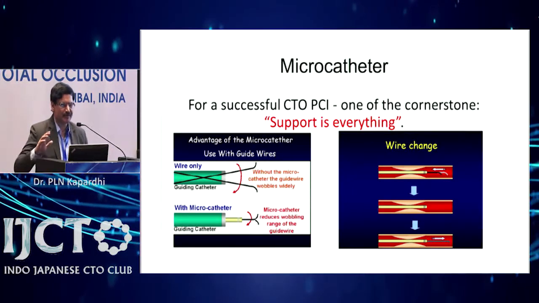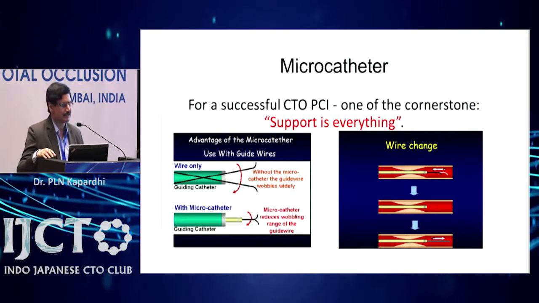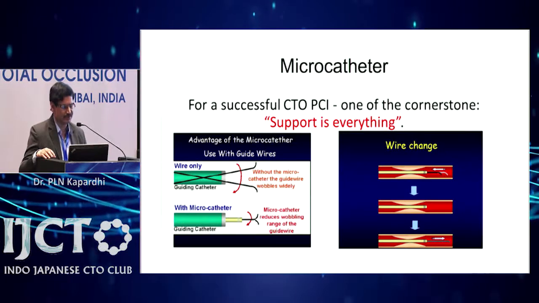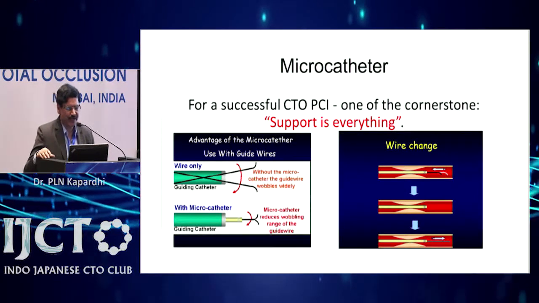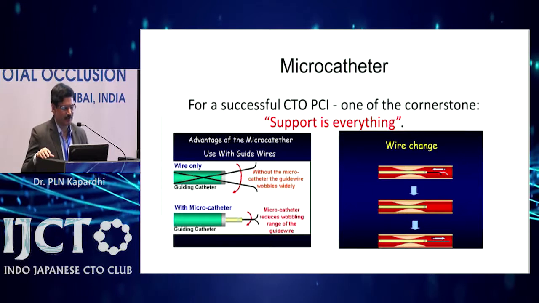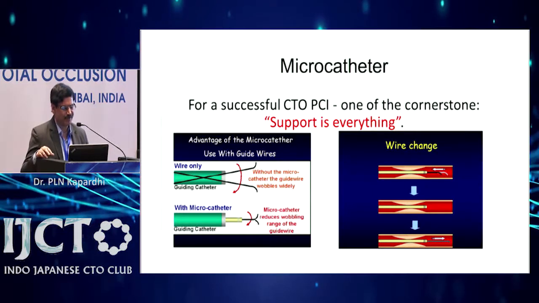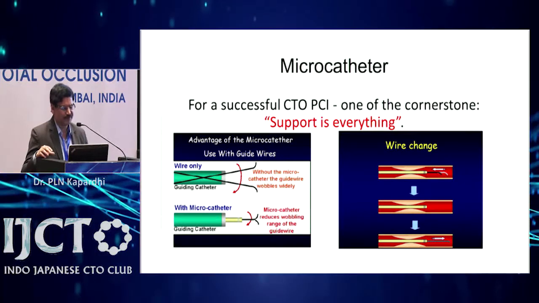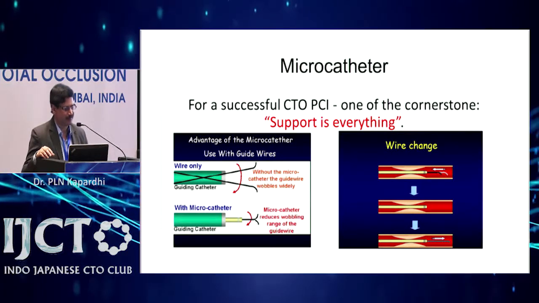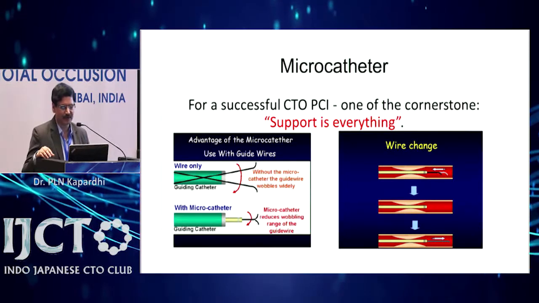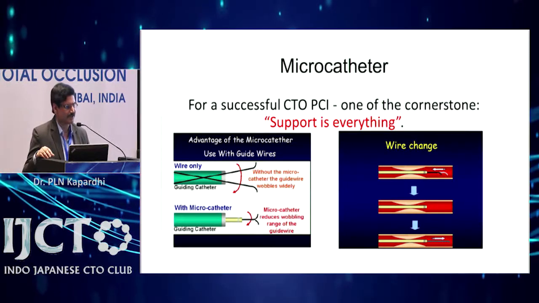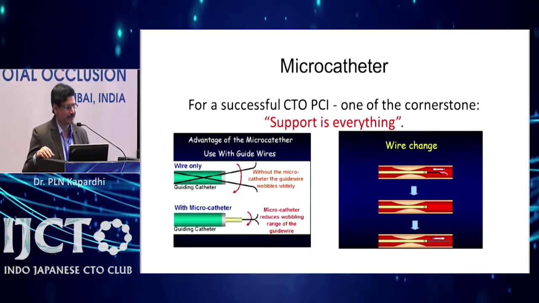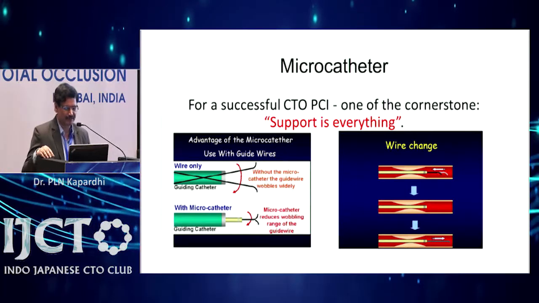As we know, the microcatheter is one of the key steps in CTO angioplasty, where support is everything. If you take the guiding catheter without a microcatheter, the wobbling movement of the wire is very wide. With the help of the microcatheter, the range of wobbling is lessened, so its penetrating power will be more. It is also useful to exchange the wires frequently after crossing the lesion with a microcatheter.